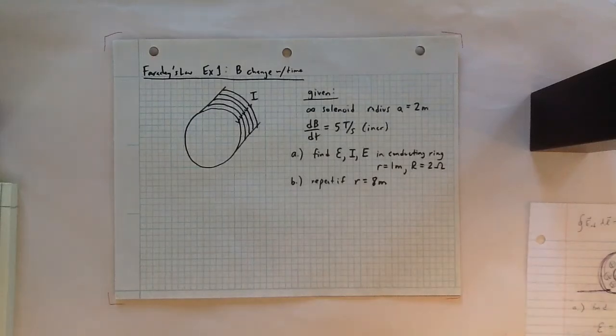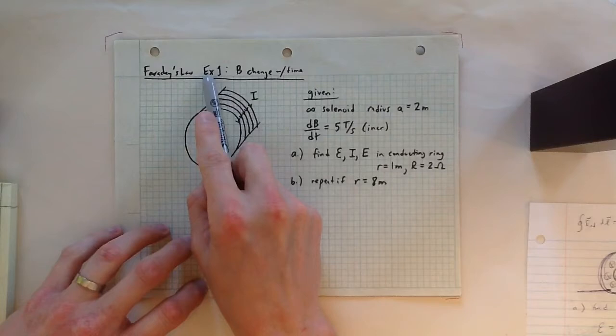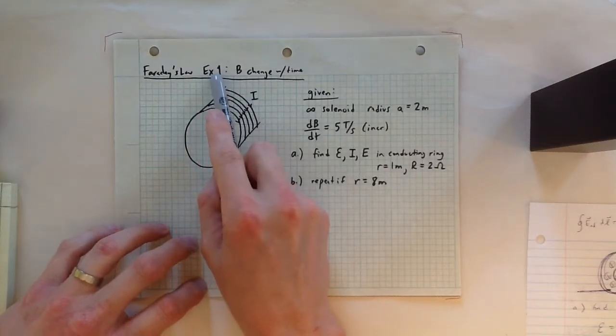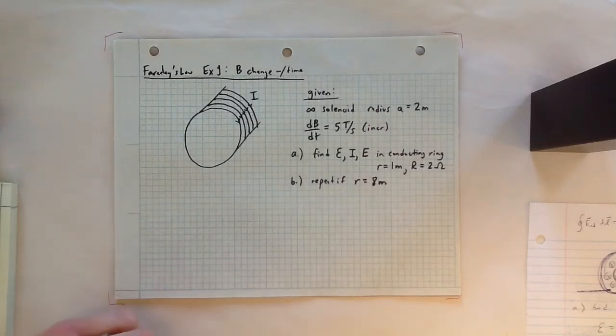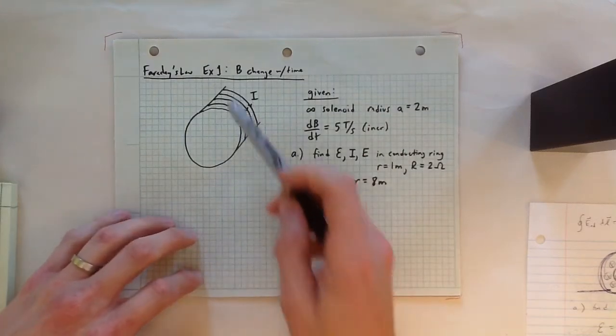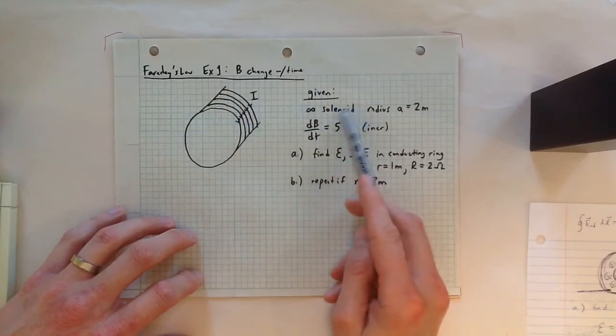Okay, so this is my first application of Faraday's law. And my first example, the way that I'm going to change the flux is by changing the magnetic field itself with time. So let me explain my situation. The source of my magnetic field is going to be a solenoid, a very long or infinite solenoid.